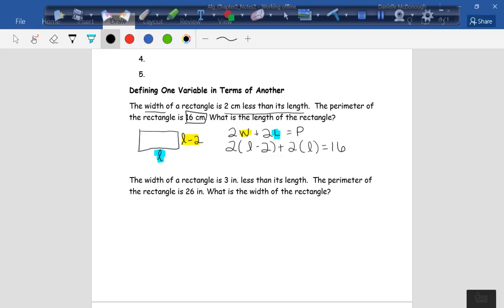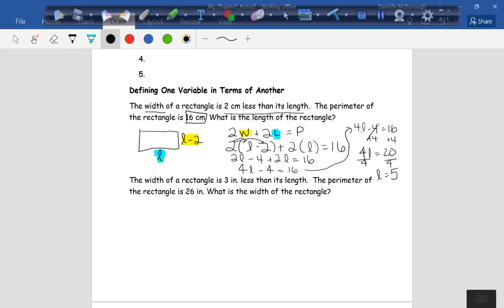So don't forget, we need to distribute first. So that's going to become 2L minus 4 plus 2L equals 16. Which then leaves me 4L minus 4 equals 16. I'm just going to move up here so I have more room. I didn't leave a whole lot of space here. So now I'm down to a 2-step equation, so I'm going to add 4 to both sides to get 4L equals 20. Divide by 4. So the length is equal to 5. Or L is equal to 5.